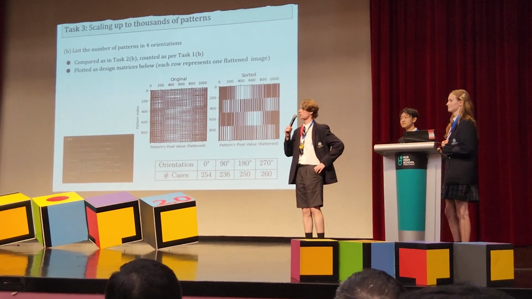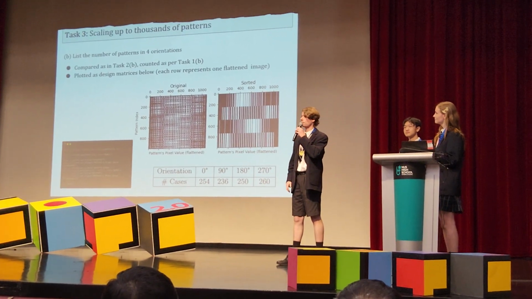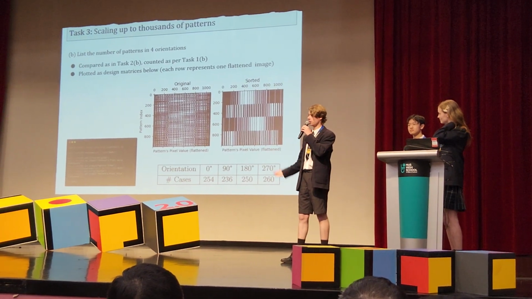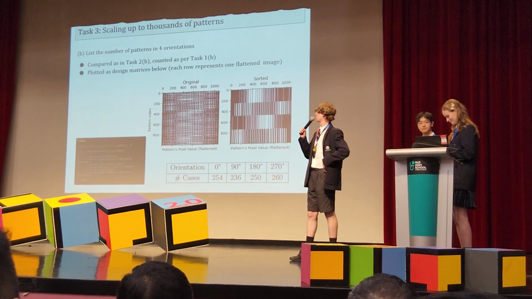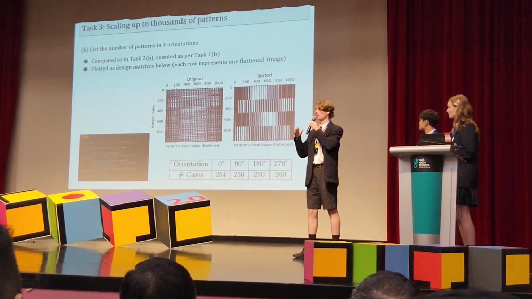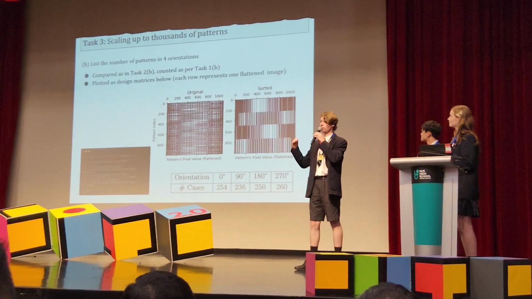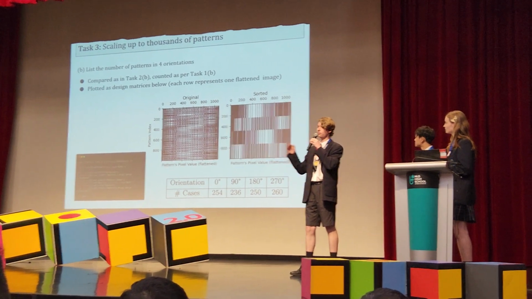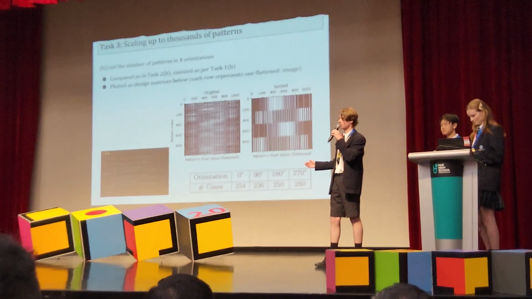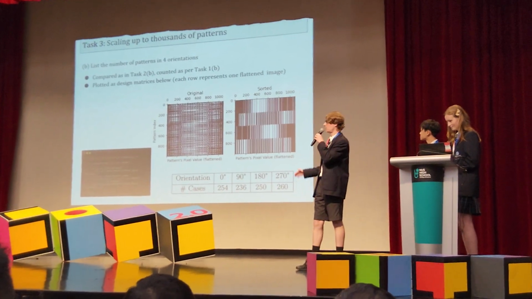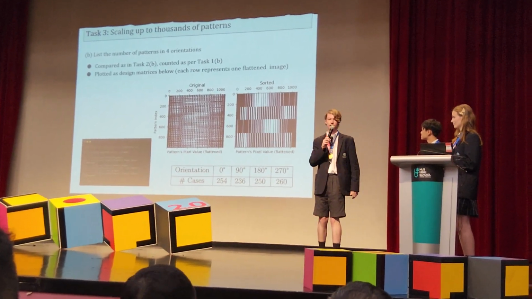Okay, and task 3b was to list the number of each pattern in each of the rotations. So what we did was we unflattened the matrix, then performed the rotation, then reflattened, and then checked for direct equality again. And as there's no noise, we can simply do that. And then we just listed the number in each orientation.